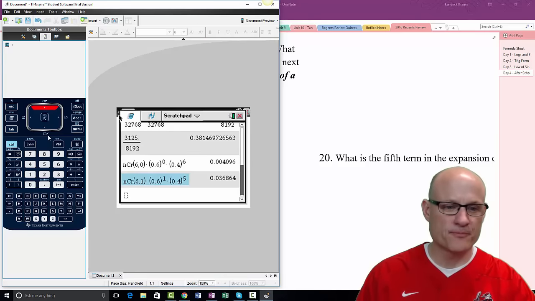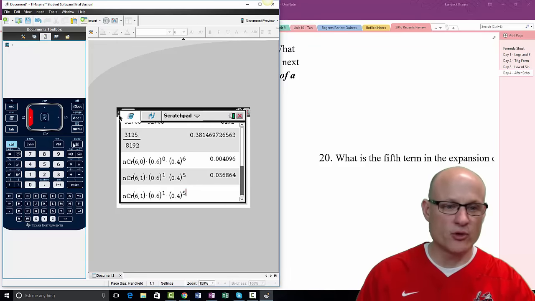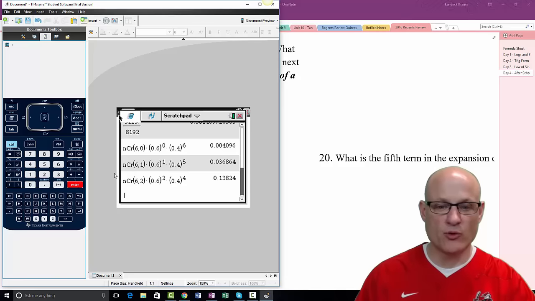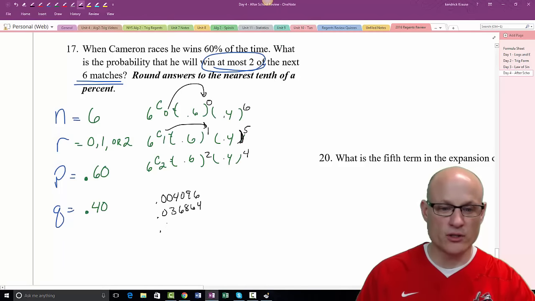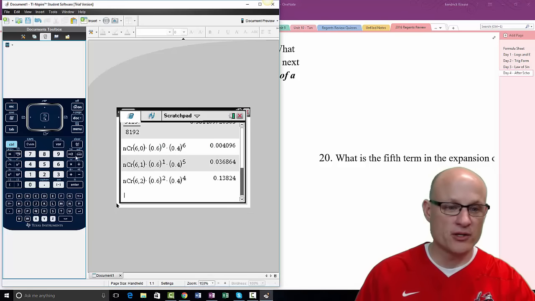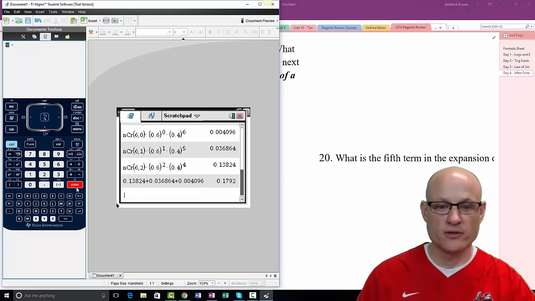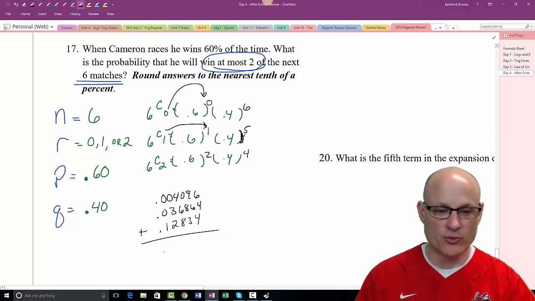Okay. Enter. Come on. We're going to change this to a 4. We're going to change this to a 2. And we're going to change this to a 2. Enter. 0.13824. Add them all up. You're going to take this plus this plus this, and you get 0.1792.